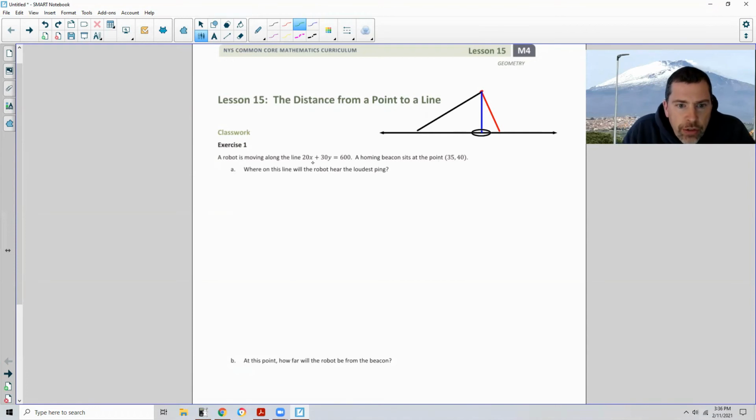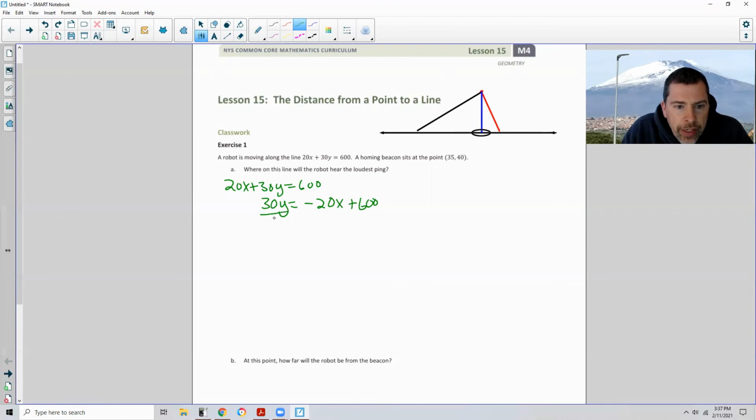The first thing I could do is find the slope of this line. So if I take 20x plus 30y equals 600, and I don't remember that the a and the b tell me what the slope is, then I can put this in slope-intercept form by doing this. Subtracting 20x over to the other side. Forgot my zero. Okay, 30y equals negative 20x plus 600.